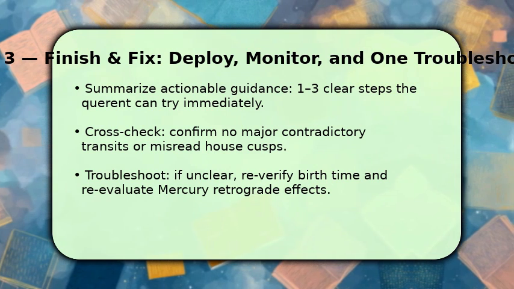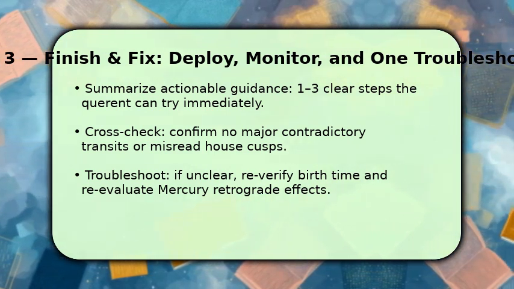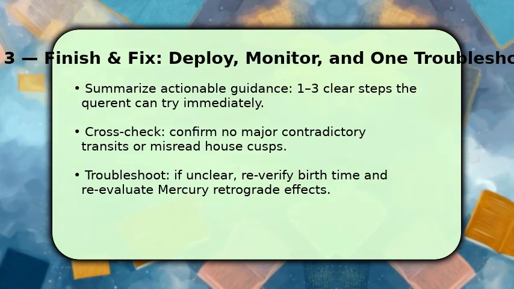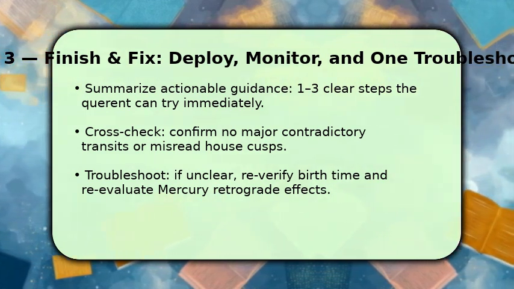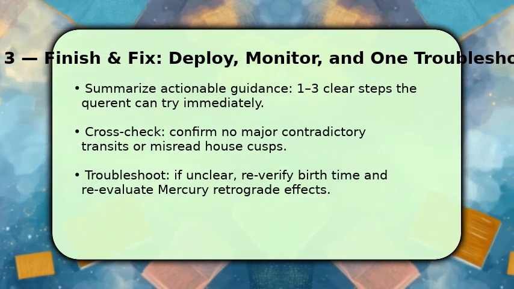If interpretations remain fuzzy, verify the birth time and consider Mercury retrograde or reception issues. Correcting those often clears ambiguity. Finally, offer a short follow-up plan so the querent can test advice and report back for refinement.